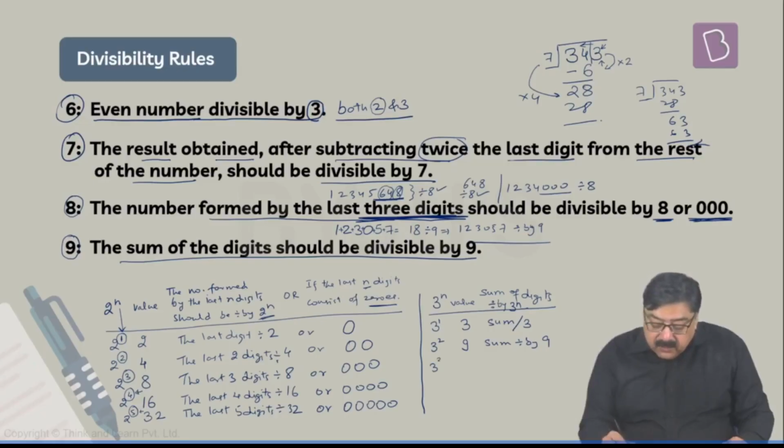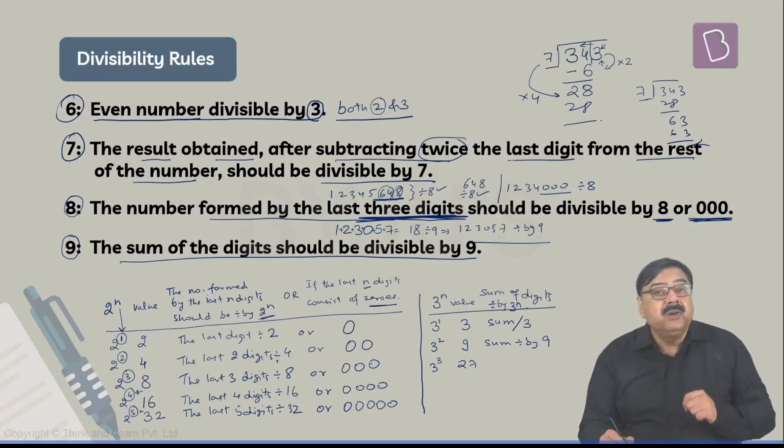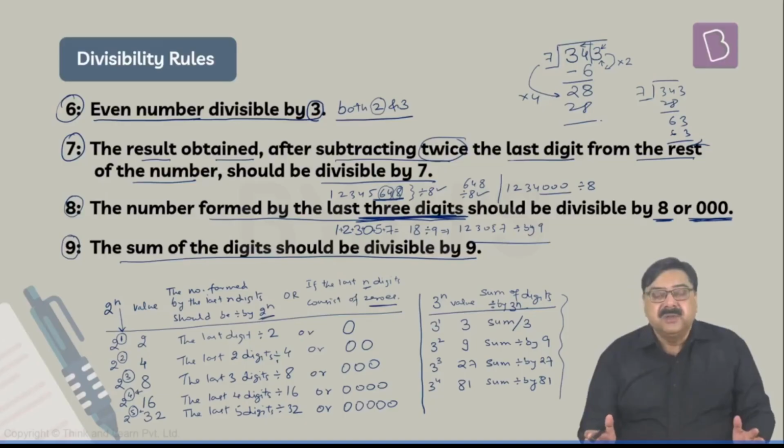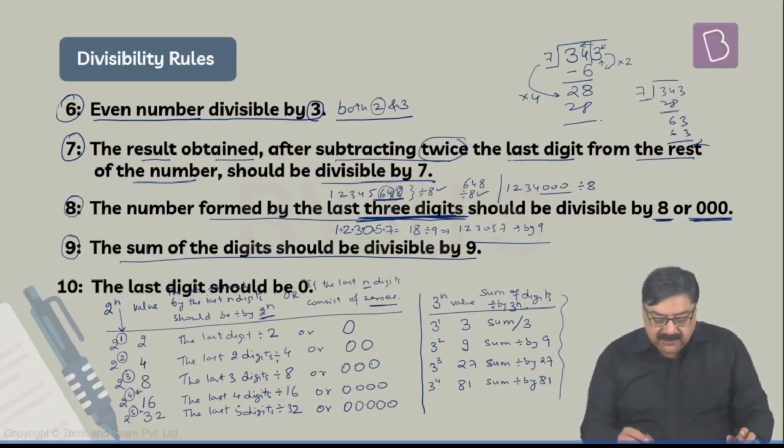Now you can devise a rule for 3 power 3. What is that? 27. What will be the rule for 27? Well, the sum of the digits should be divisible by 27. What about 3 power 4, which is 81? Well, the sum of the digits should be divisible by 81. That's how it goes. So these simple things are very helpful while finding out the divisibility rule for larger values. Anyhow, after 9, you have a difficult one, and that is 10.